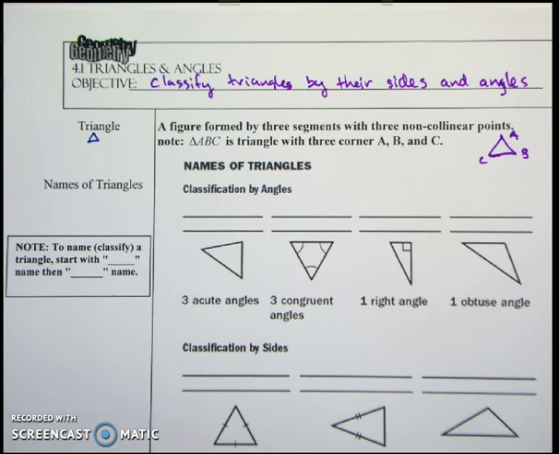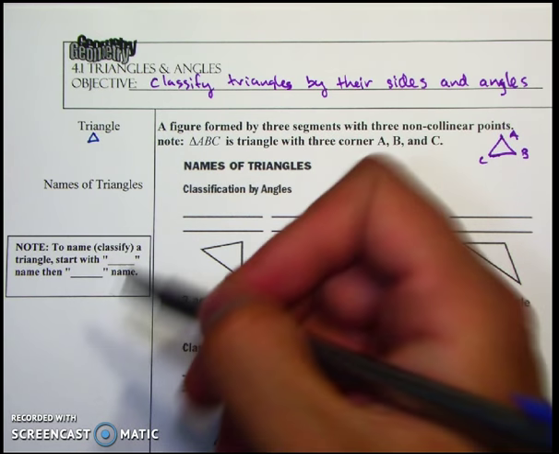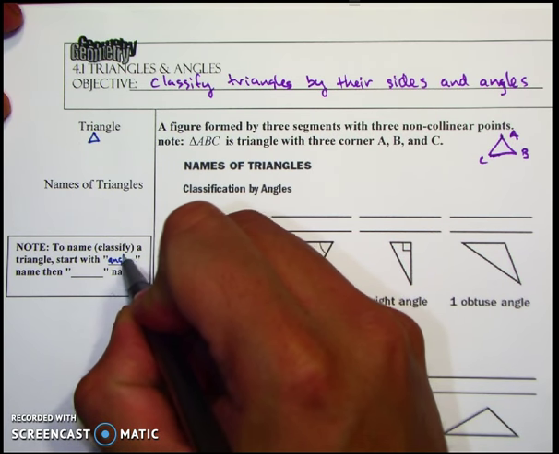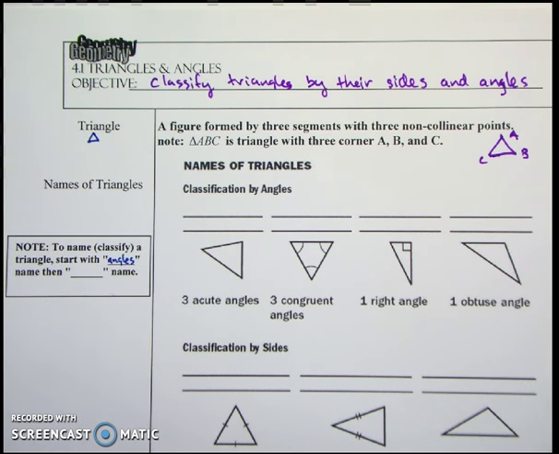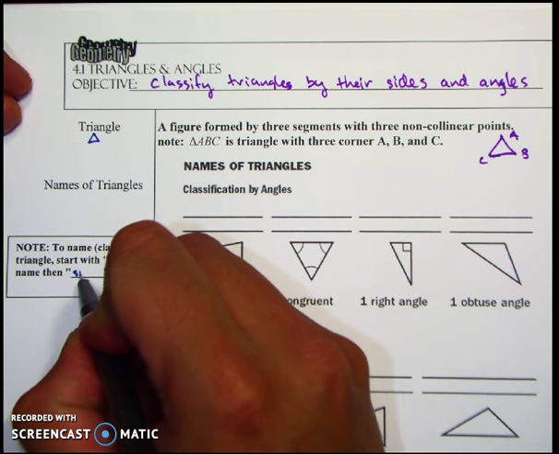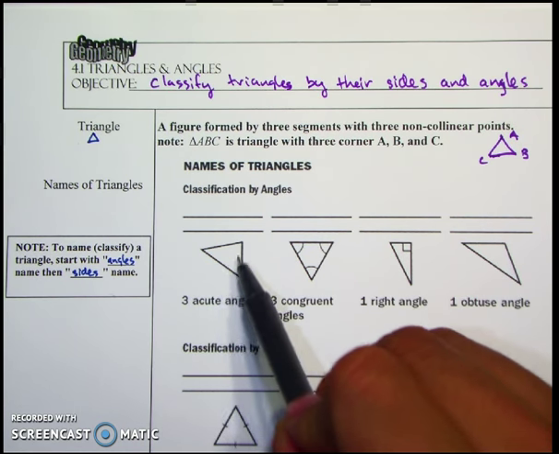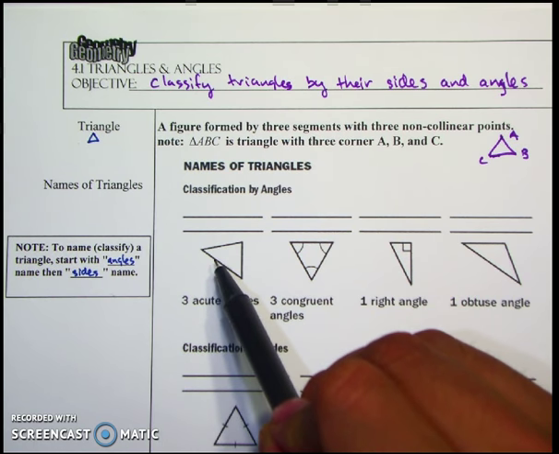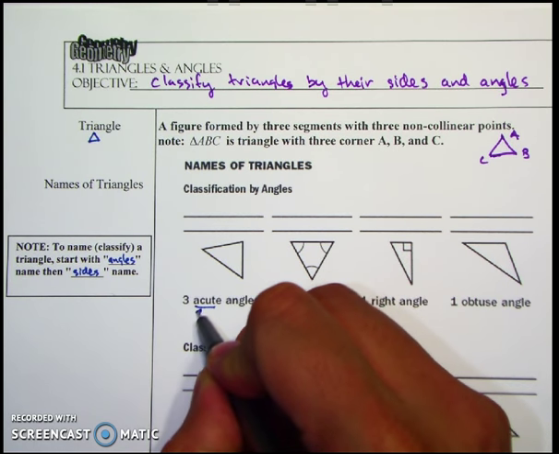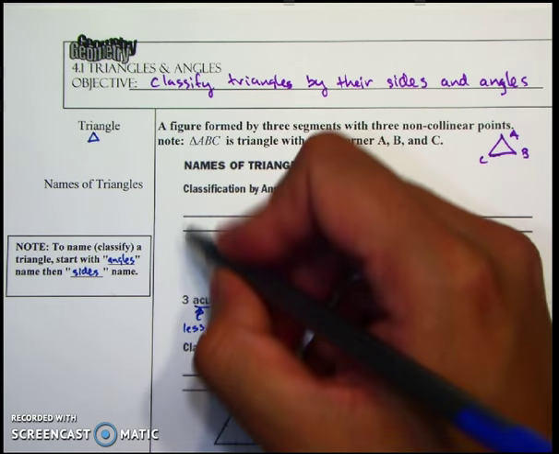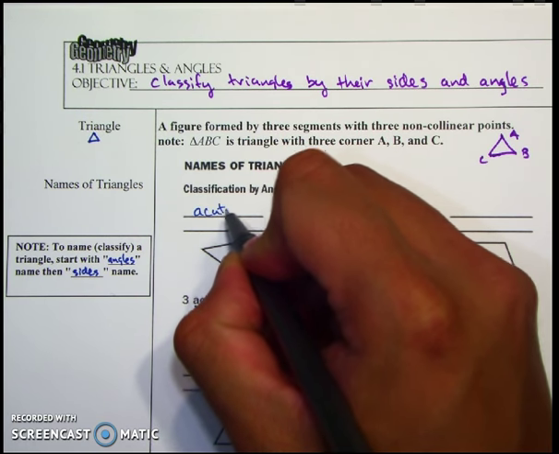Now, to name a triangle is really simple. The first thing is to name or classify by the angle. You start off with an angle. After the angle, then you go ahead and name the size. So you identify what kind of angle there is, and you identify what kind of size there is. So here, if you look at this, you have three acute angles. Acute means less than 90. So right here, we call that an acute triangle.